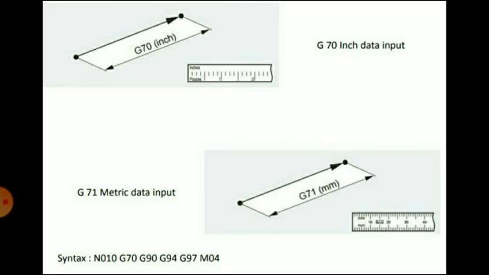Then instead of G20 and G21 you can use G70 and G71. G70 means inch data input, and G71 is metric data input. So the syntax will be N10, G70, G90, G94, G97 and M04. G70, the second position used in the syntax, means inch programming is taken.